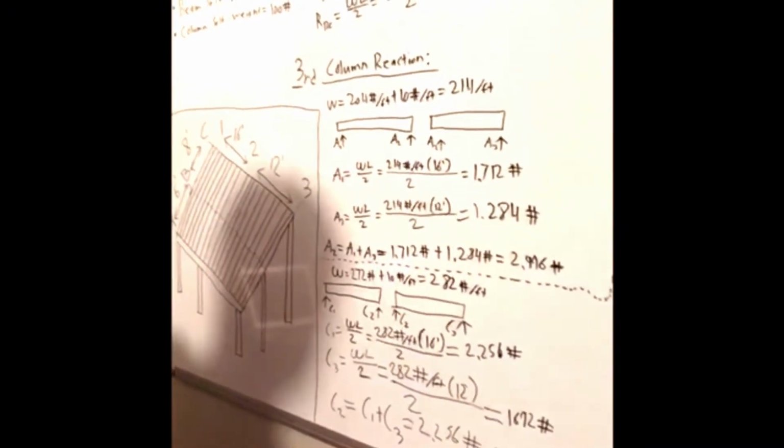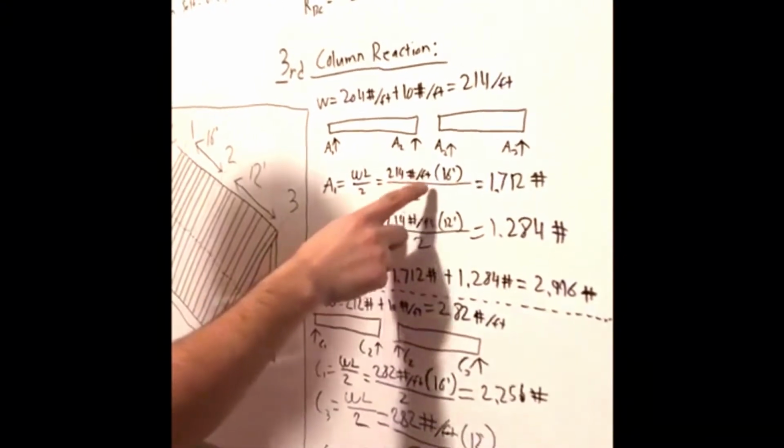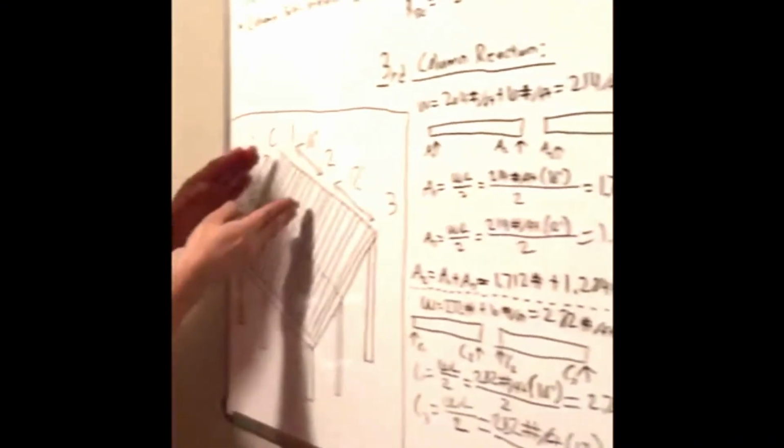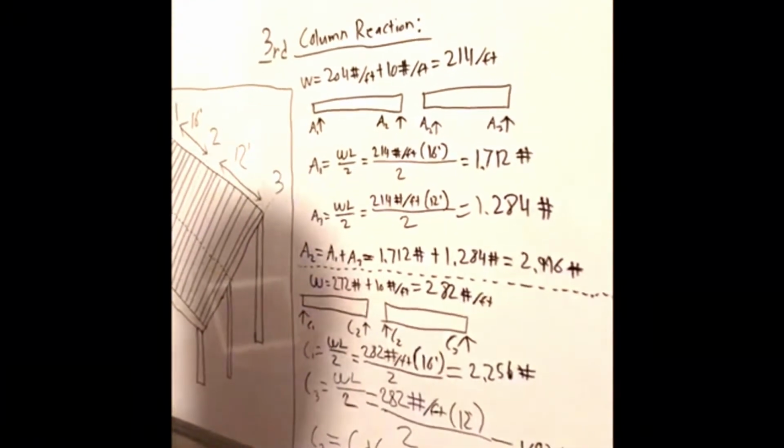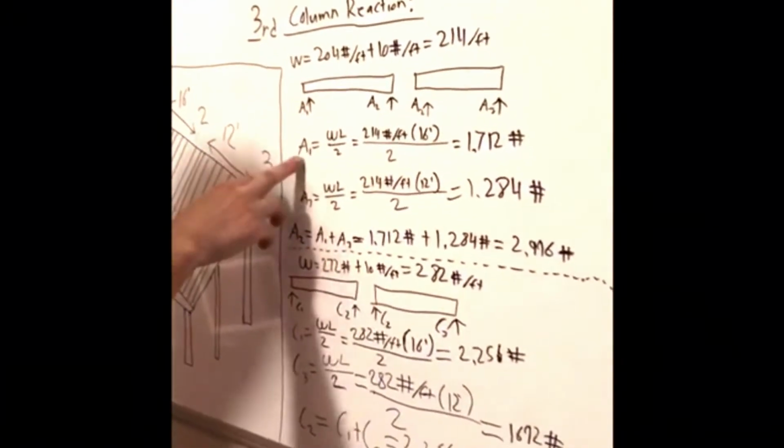That's going to be 214 pounds per foot times 16, because we're looking at this section right here, over 2, and that's going to equate to 1,712 pounds. And that's going to be our A1.